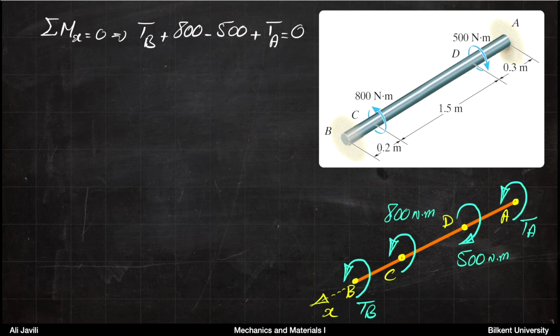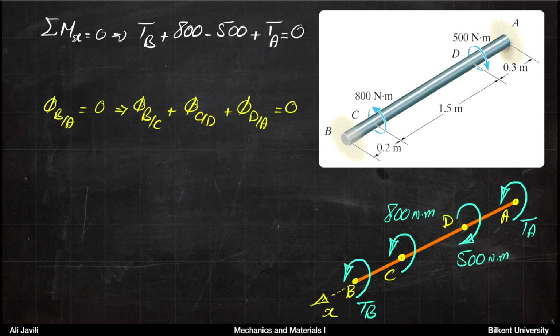The equilibrium equation here is the sum of moments with respect to the x-axis is 0. And because the x-axis is chosen as such, we would have plus TB plus 800 minus 500 plus TA equals 0. So we have one equation, two unknowns. What we want to do now is to find the additional equation through the compatibility condition. The compatibility condition, or the geometrical constraint here, is that it's fixed at both ends.